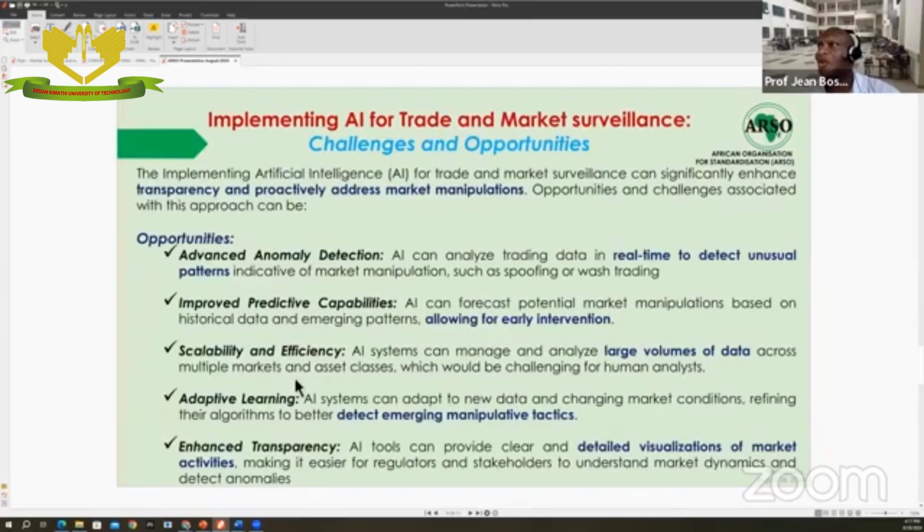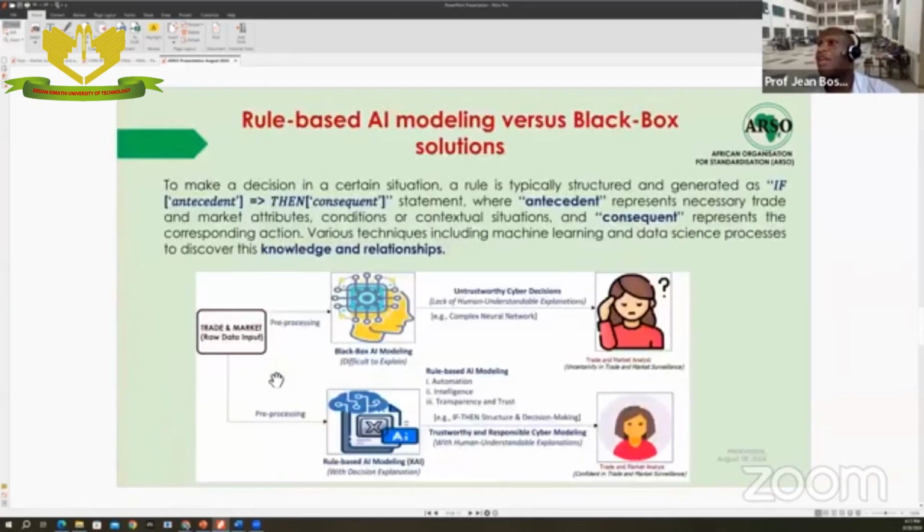So when we talk about that, we need to look at this rule-based modeling. As I was explaining, you have a certain situation. You have a trade market where you have the raw data, and then somebody uses a black box. The trade analyst will look at those data, but he will have a lot of uncertainties and a lack of trust, because you have used a complex neural network.